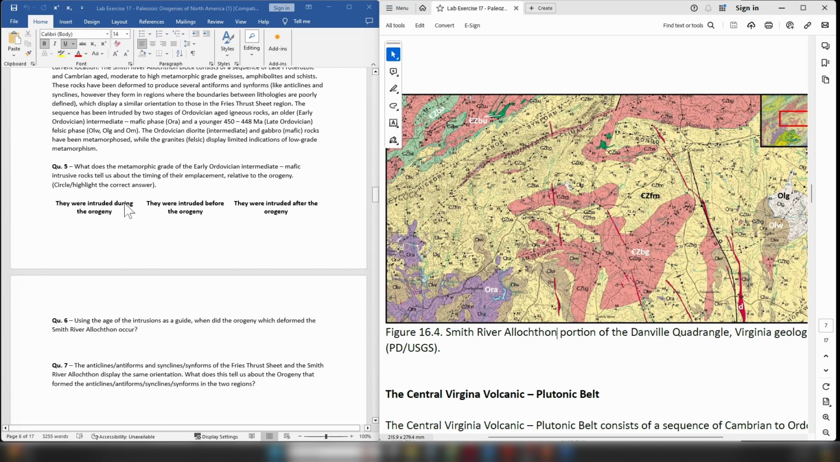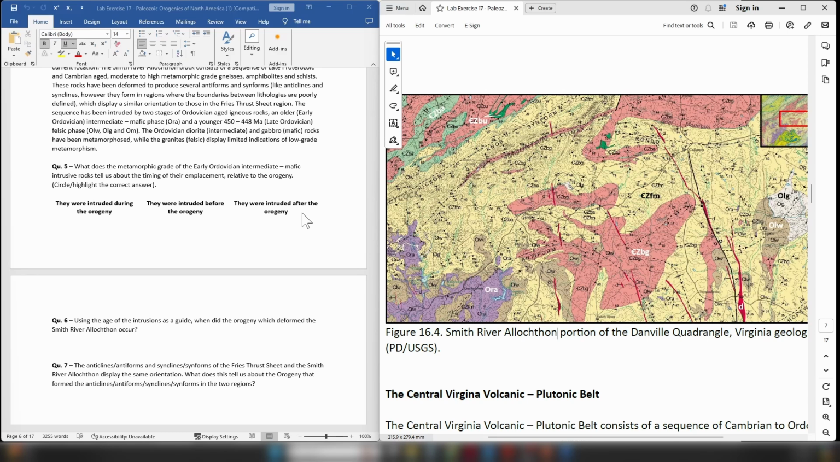So for question 5, what does the metamorphic grade of the early Ordovician rocks, so these are the older Ordovician intrusive rocks, the intermediate to mafic ones, tell us about the timing of their emplacement relative to the orogeny? So we have three options. They're intruded during the orogeny, they're intruded before the orogeny, they're intruded after the orogeny.